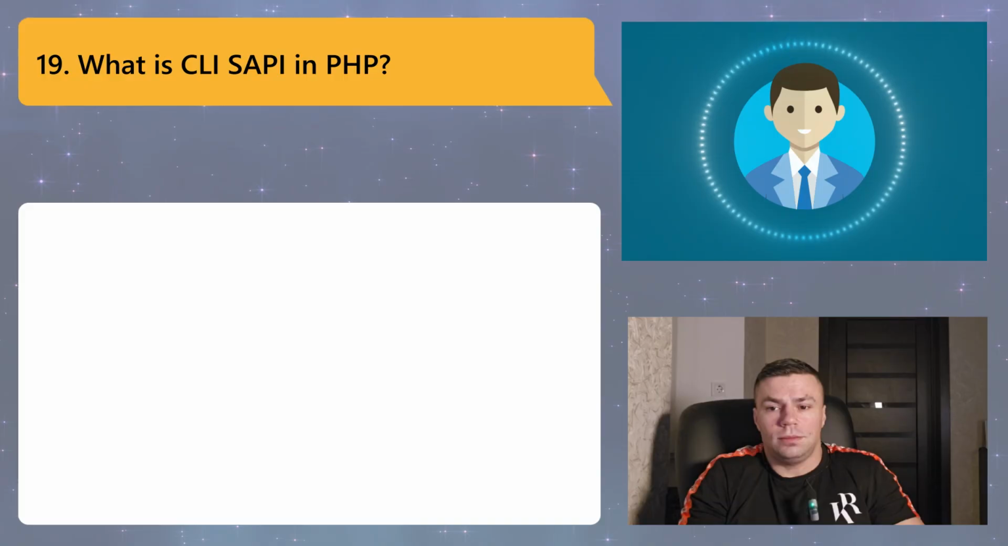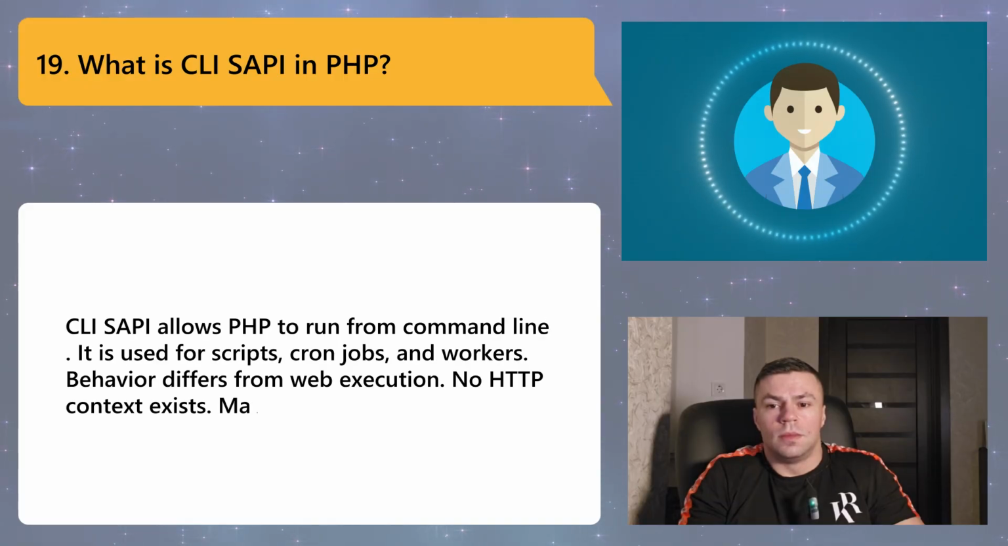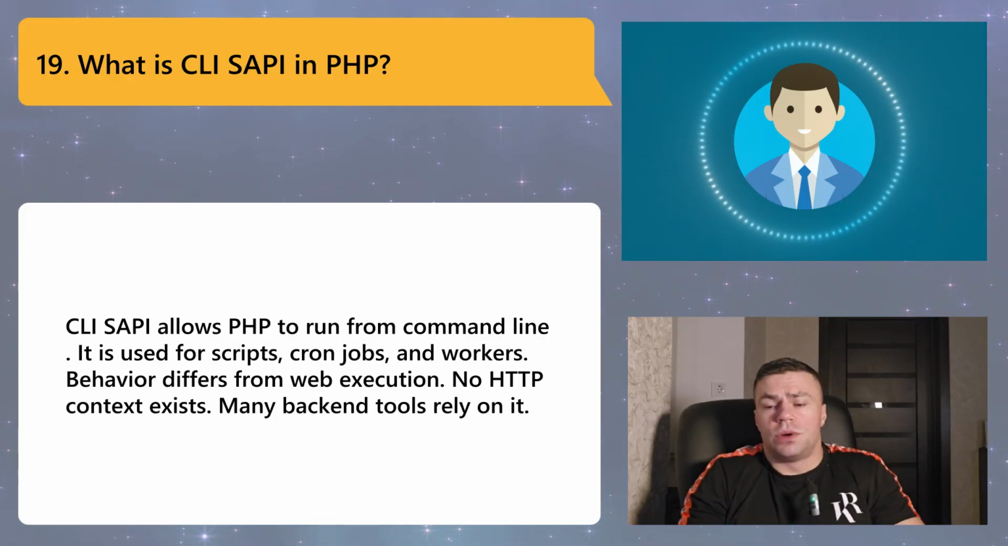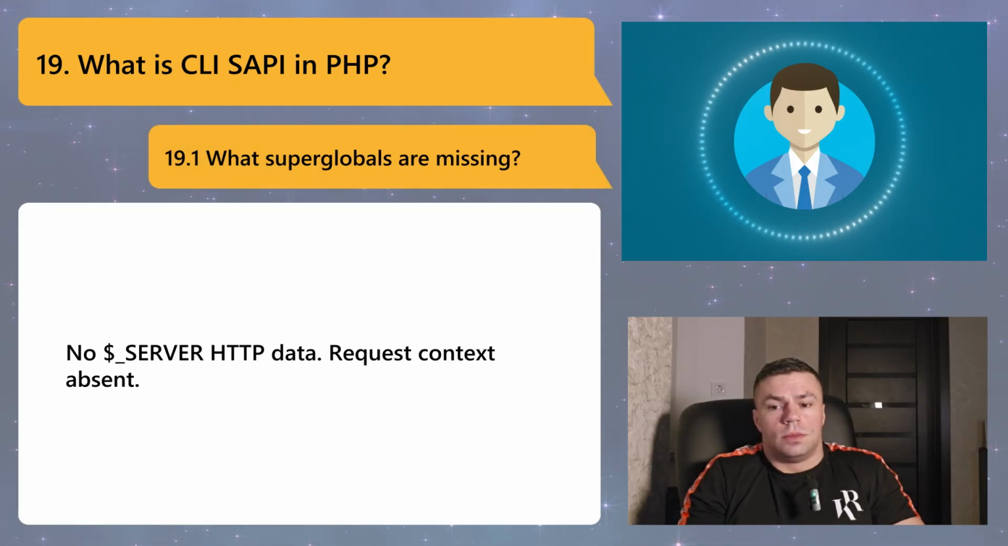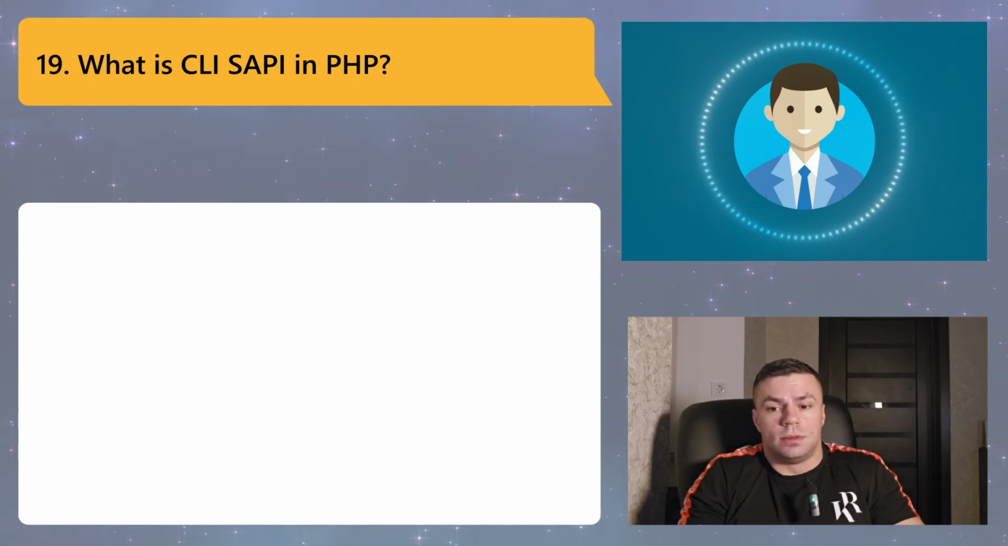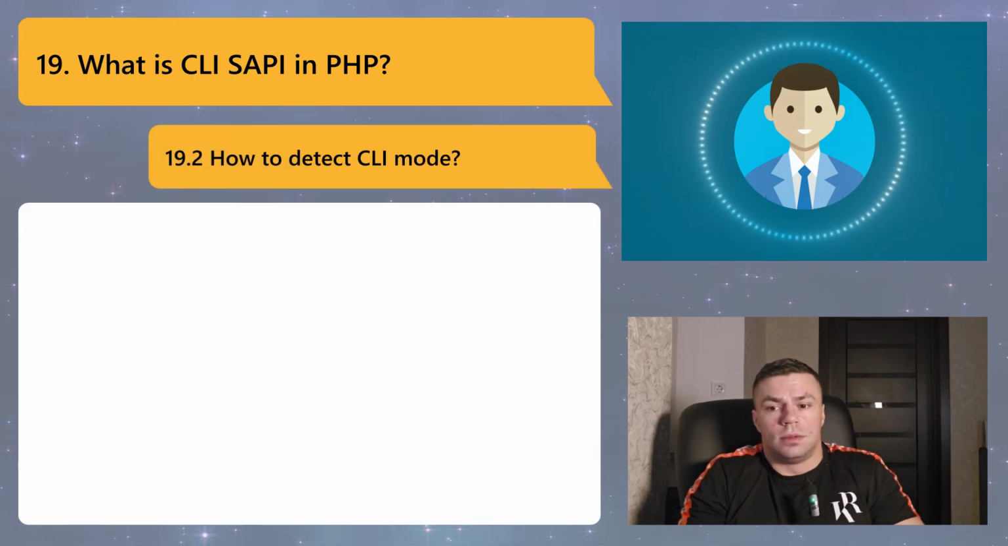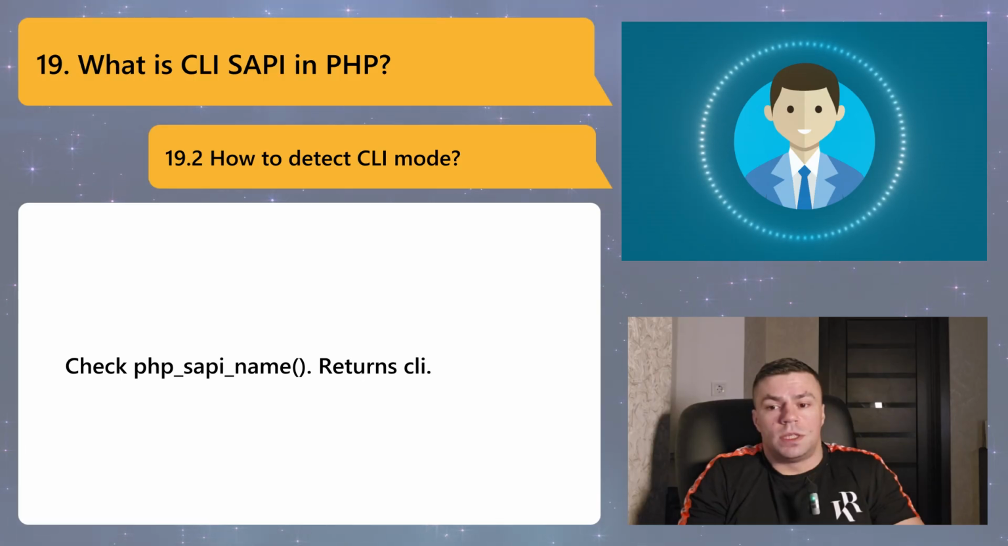What is CLI SAPI in PHP? CLI SAPI allows PHP to run from the command line. It is used for scripts, cron jobs, and workers. Behavior differs from web execution. No HTTP context exists. Many backend tools rely on it. What superglobals are missing? No server HTTP data. Request context is absent. How to detect CLI mode? Check the PHP SAPI name. It returns cli.